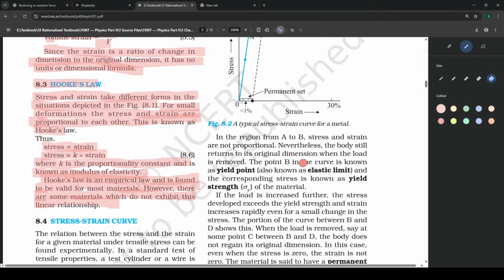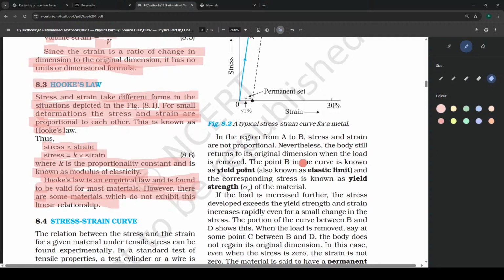What this means, that stress is directly proportional to strain, is that we know that stress is the restoring force per unit area and strain is the deformation, the change in dimension per actual dimension. So knowing that, how can we understand stress is directly proportional to strain? What this means is that stress is not constant.